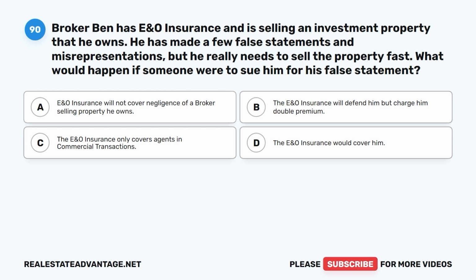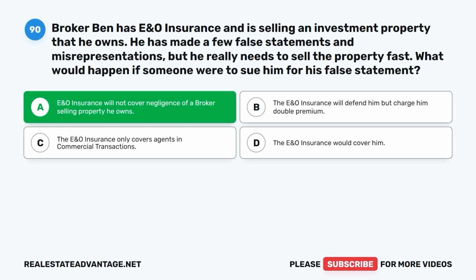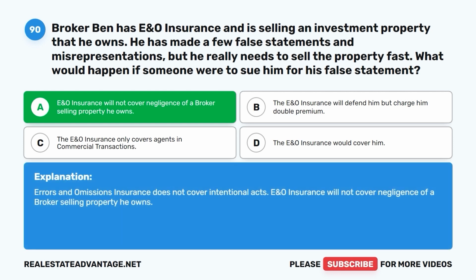The correct answer is A. E&O insurance will not cover negligence of a broker selling property he owns. Errors and omissions insurance does not cover intentional acts.